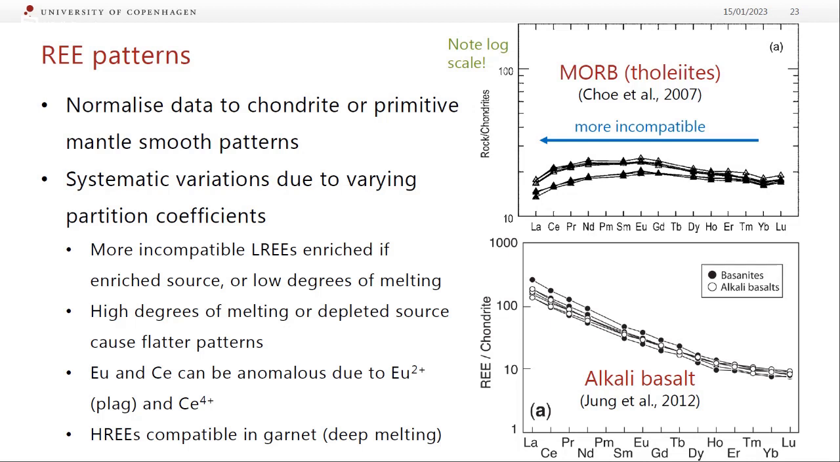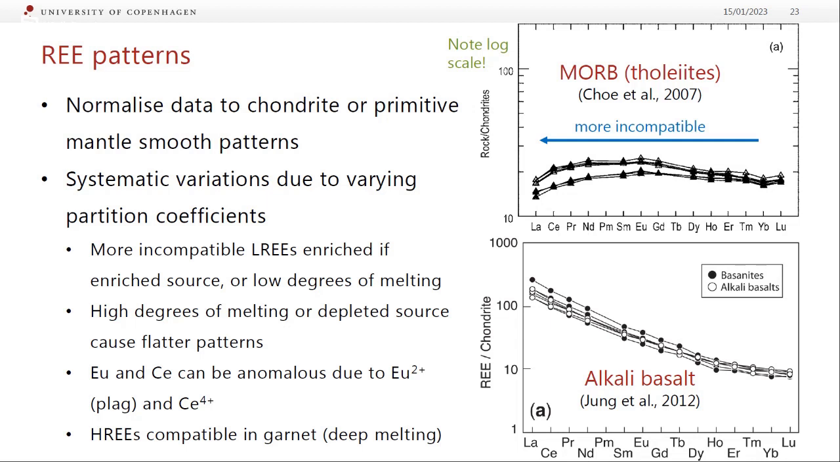What's great about these patterns is we get these very systematic variations due to the systematic changes in ion size that give us a change in the partition coefficient. So the light rare earths are more incompatible, and they get enriched either if we have a source that is already enriched in light rare earths, so if our source already had a slope in this direction, or just if there's very low degrees of melting.